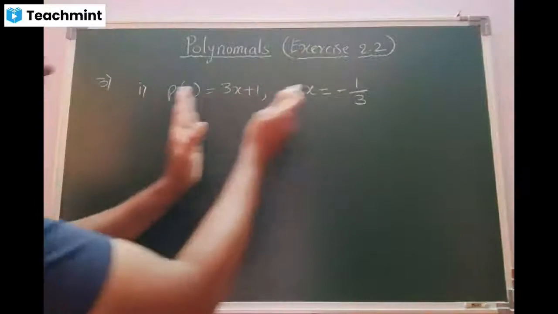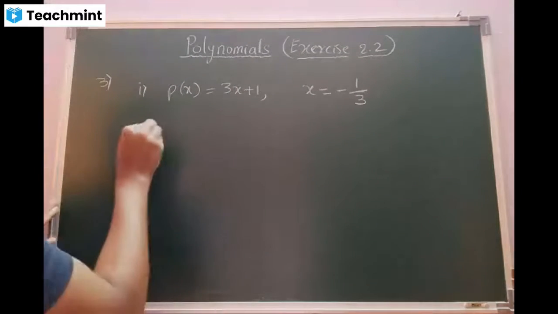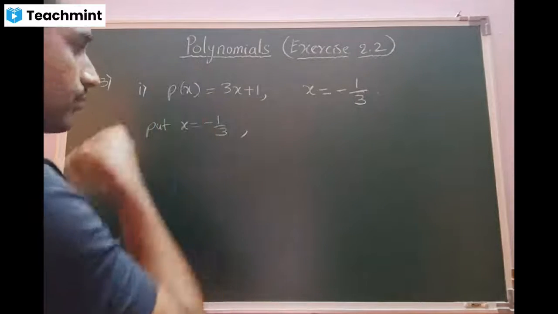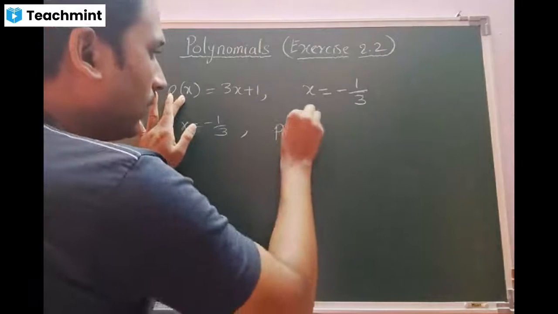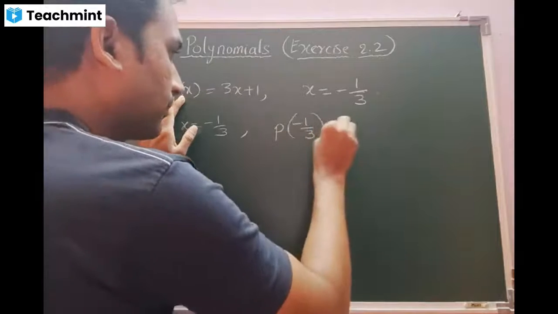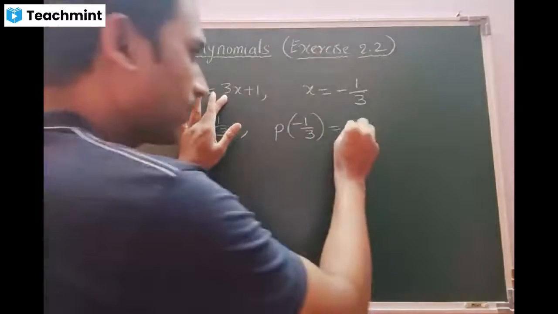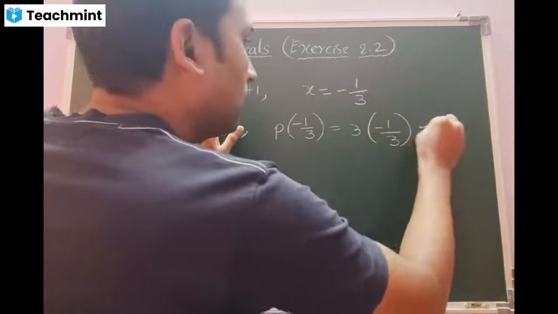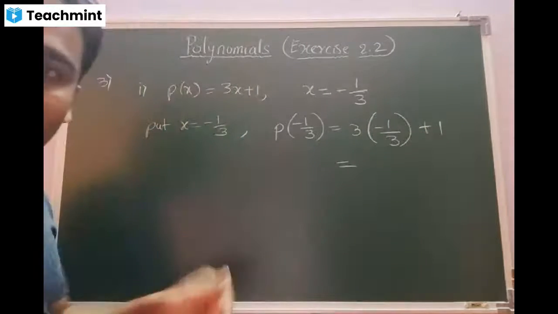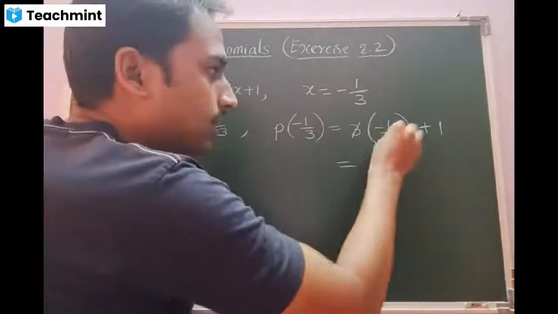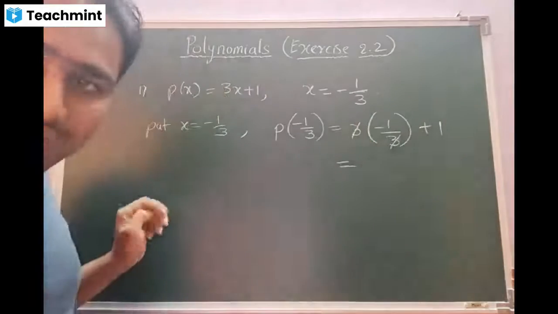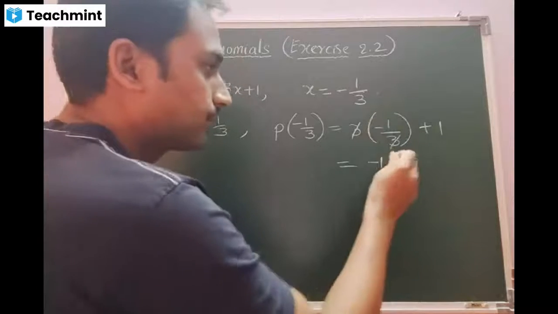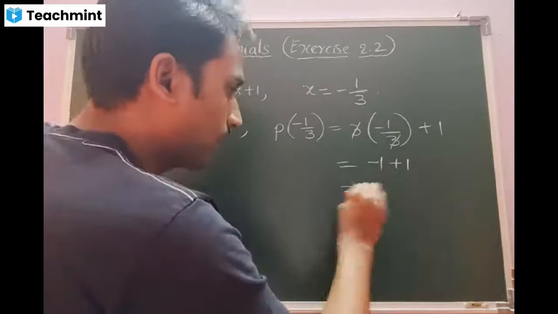This is the given polynomial. This is the given value. So let us put x is equal to minus 1 by 3. So it becomes p of minus 1 by 3 is equal to 3 as it is. In the place of x, write minus 1 by 3, plus 1. Beta, look at the solution. 3 and 3, one is in numerator, one is in denominator, we can cancel. What is the answer here? Minus 1, sir. Minus 1 plus 1. So what is the final answer, beta?